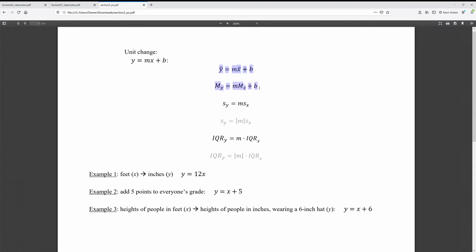But the standard deviation and the IQR are only going to be affected by the multiply/divide in the formula, not by the add/subtract. So if I double everybody's salaries and add $1,000, I'll double the standard deviation. The 1,000 is irrelevant. I'll double the IQR.